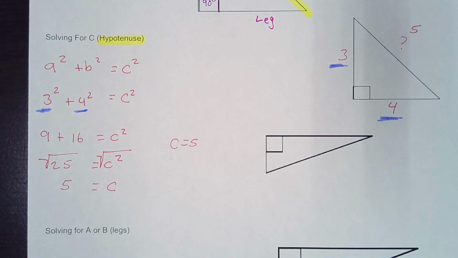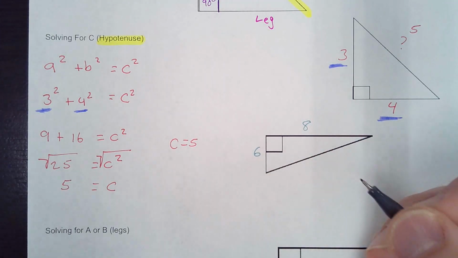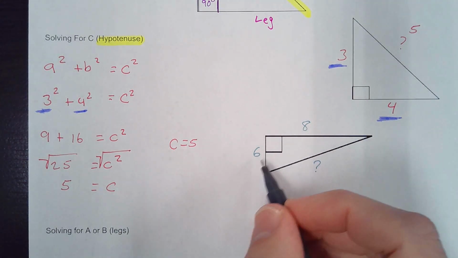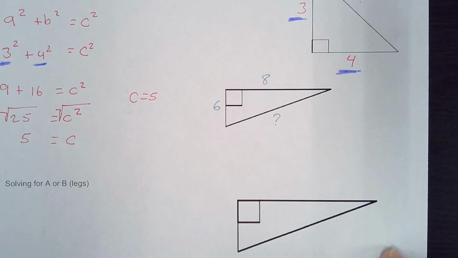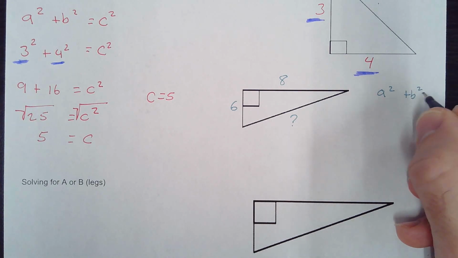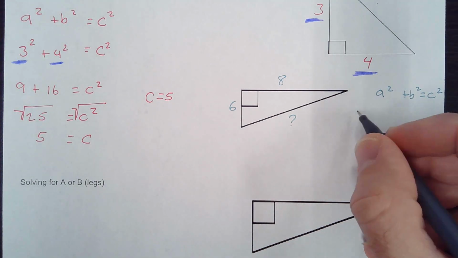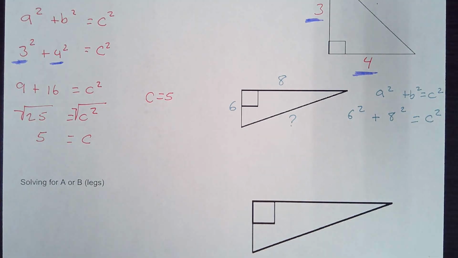Now let's see what if we had a different one, and we're trying to figure this out. So we're going to do the same thing. We're going to take our two legs, or our A and B, which are 6 and 8. We'll say a squared plus b squared equals c squared. Then our a, let's call a 6. So we'll say 6 squared plus 8 squared equals c squared.